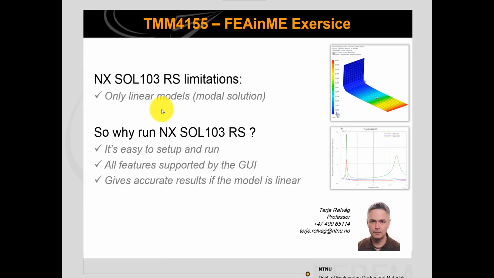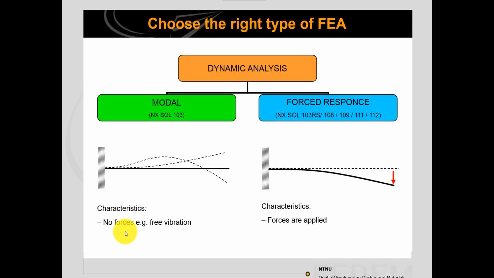SOL 103 RS is a linear solver. You can't have nonlinear effects due to contacts, large displacements, or plasticity. It's simply because it's based on calculating the modal participation factors of the included modes representing the dynamics. It's not a direct solver. So why run it? Well, first of all, it's easy to set up and run, and that's because all features are supported by the user interface, and it gives you accurate results if the model is linear.